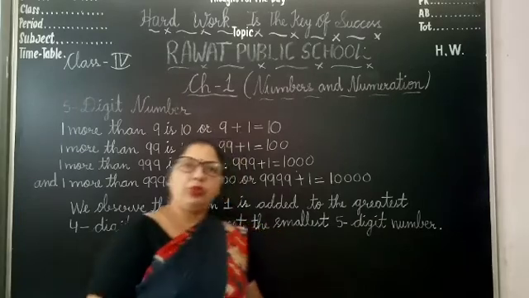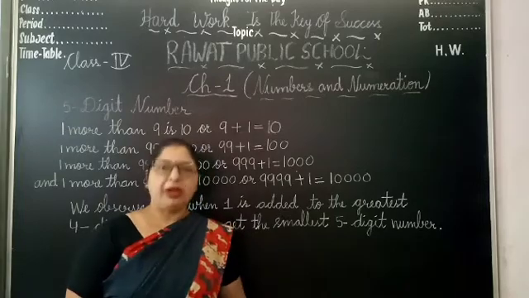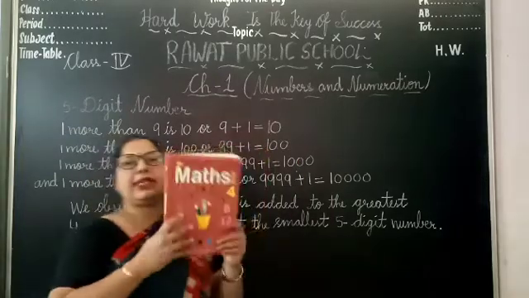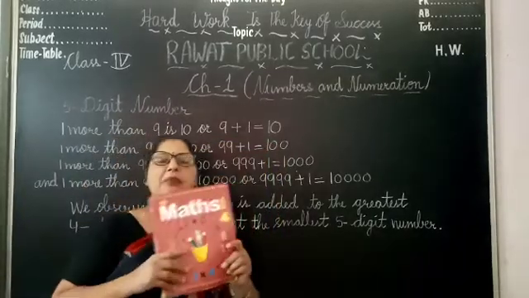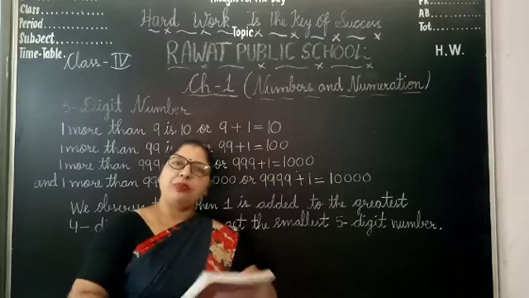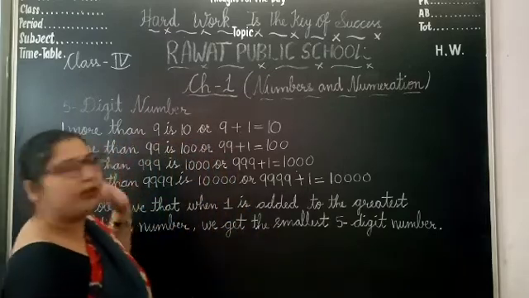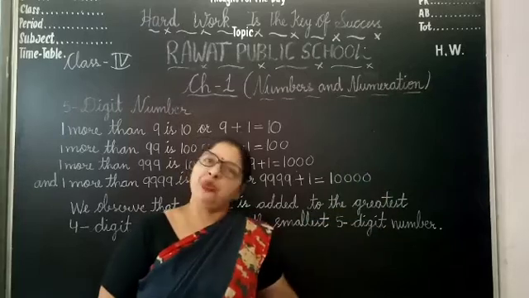Now, from today, I am going to start our book, chapter number 1. So students, this is your book. The name of our book is My Maths. This is a book of class 4th. Today I am going to teach you chapter number 1, numbers and numeration.